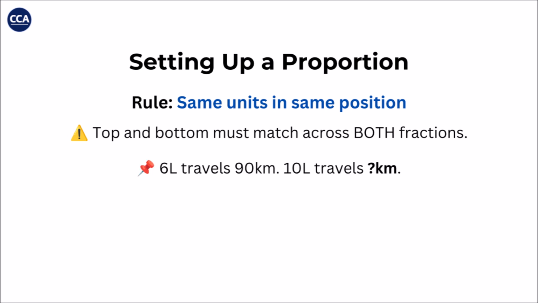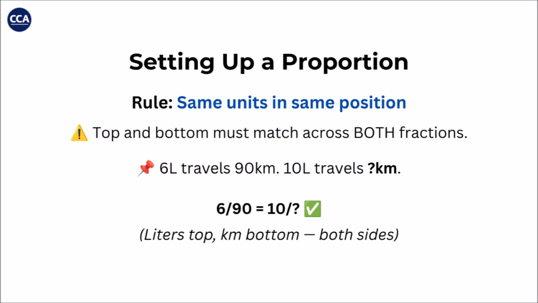Let's use our opening problem. 6 liters travels 90 kilometers. 10 liters travels how far? Set up 6/90 equals 10 over question mark. Liters on top, kilometers on bottom. Both sides match. The proportion is set up correctly.